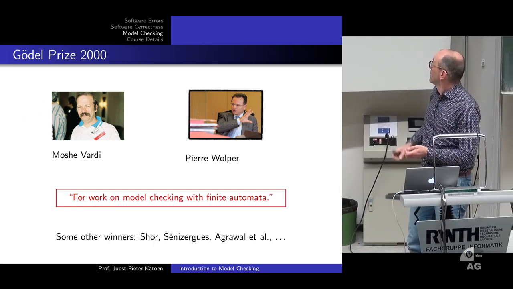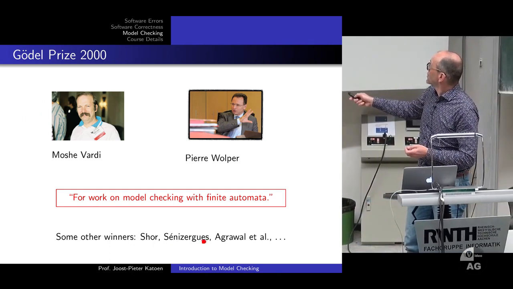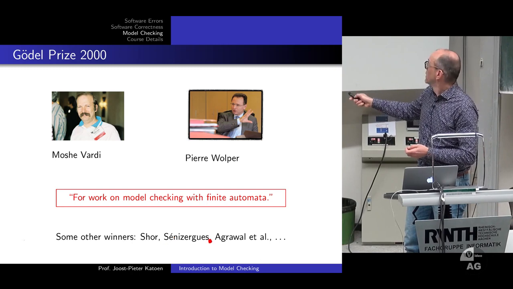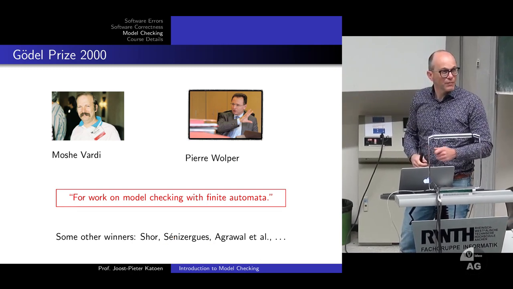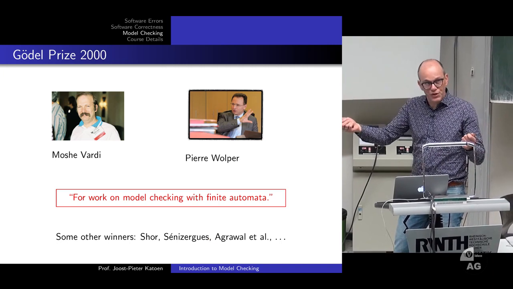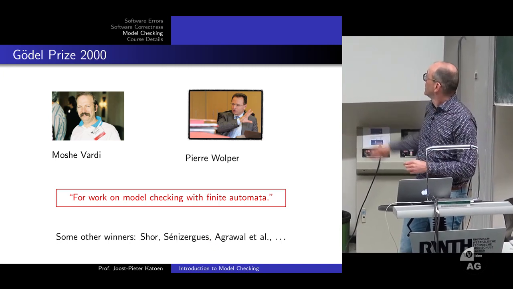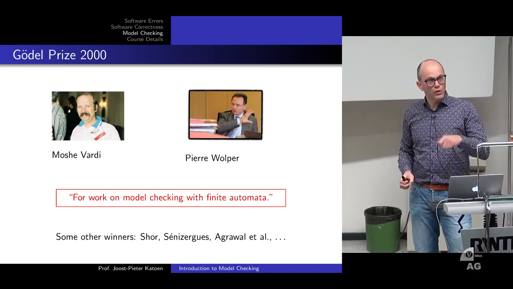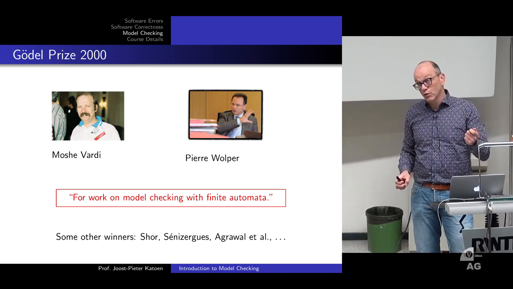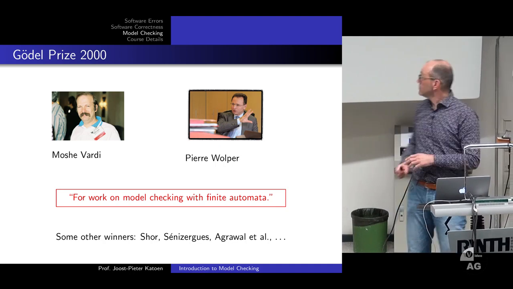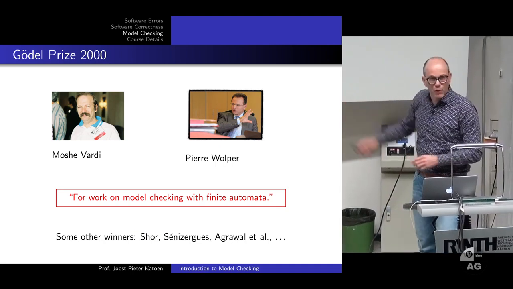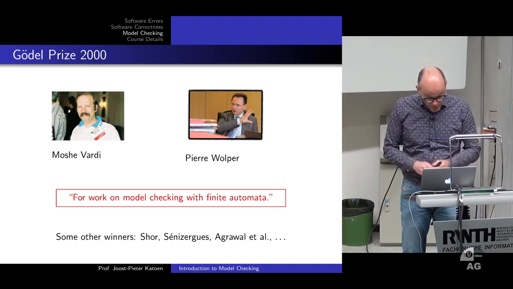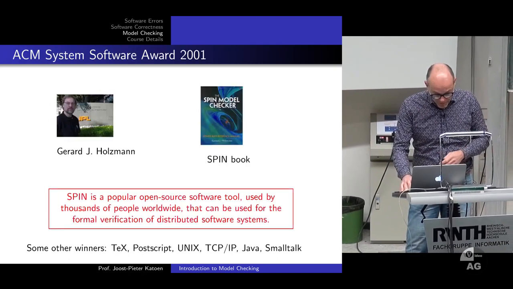Some other winners. This is hard to pronounce. He proved something about deterministic pushdown automata versus non-deterministic pushdown automata. Agrawal et al. are famous people from India who showed that if you would like to check whether a number is prime, you can do this in polynomial time. And Shor did something in quantum computing. He showed that certain algorithms can be much, much faster if you have quantum computing.